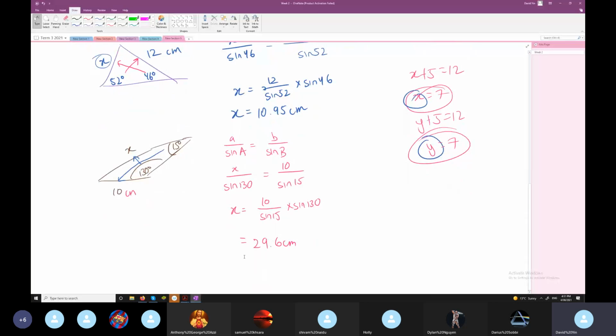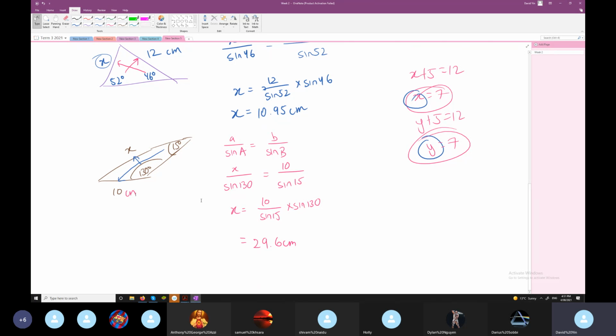So 29.6 centimeters, and that looks about right, because one way that you can check your answers is just using a bit of common sense. This is 10. You can see this line is clearly much longer than this line. It's 10 centimeters. So to me, it looks like 29.6 does seem like a right answer.